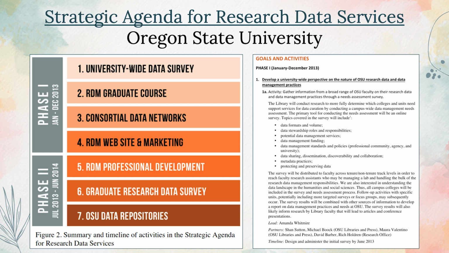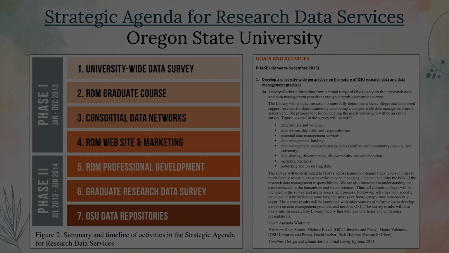They want to then, and each phase is outlined with the leads, the partners, and you can see in the partners, they want to collaborate with the OSU Press and the research office. They have a timeline, they have different activities, and they have measured outcomes. So I really would put in a big recommendation for reading this strategic agenda as a good way to think about doing some planning.